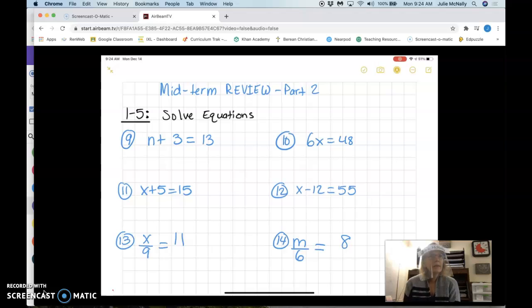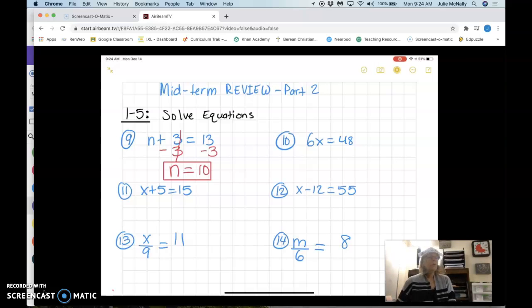I didn't hear you, but I believe you. So thank you. Yes, you're going to do the opposite. So it's n plus 3, so I'm going to subtract 3. Whatever I do to one side, I do to the other. So now we have n alone, which is what we wanted, and 13 minus 3 is 10, which Jeremiah told us. Thank you. Good.